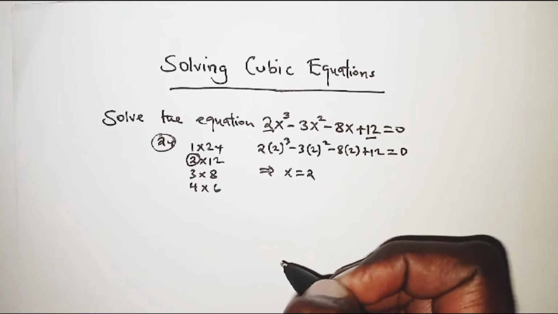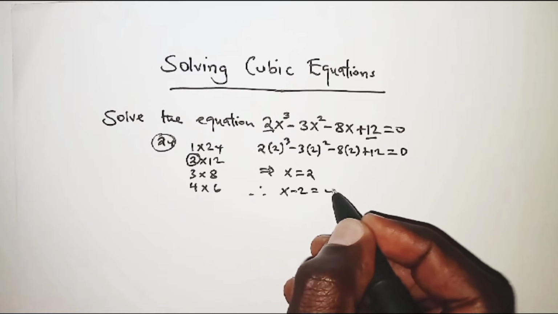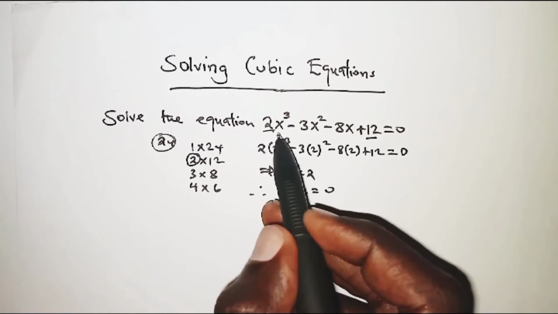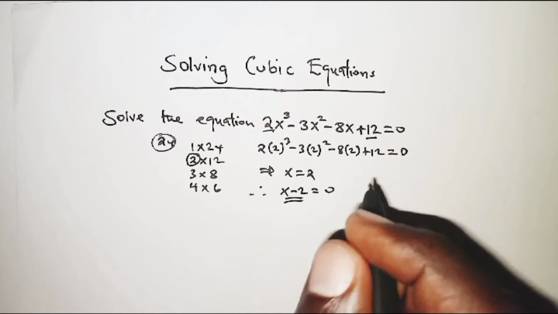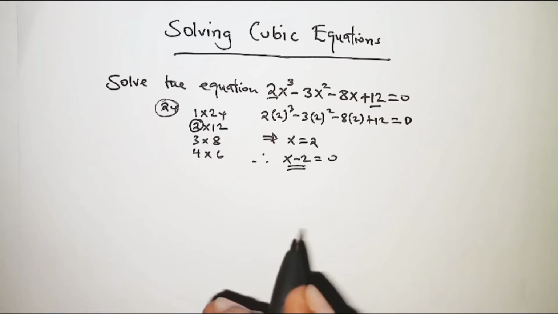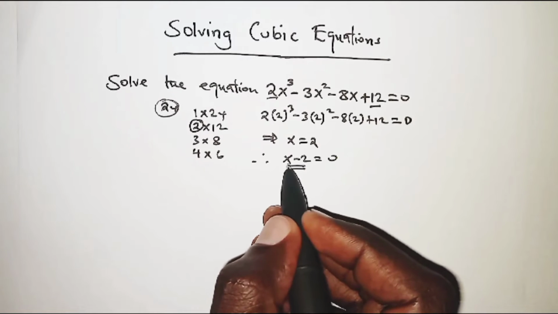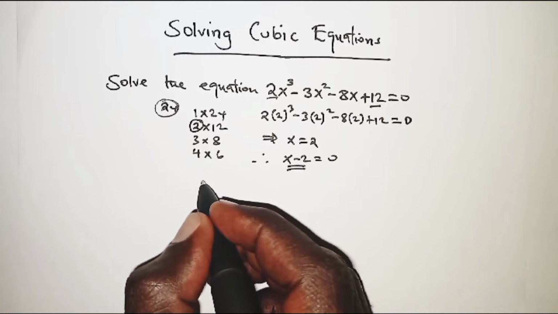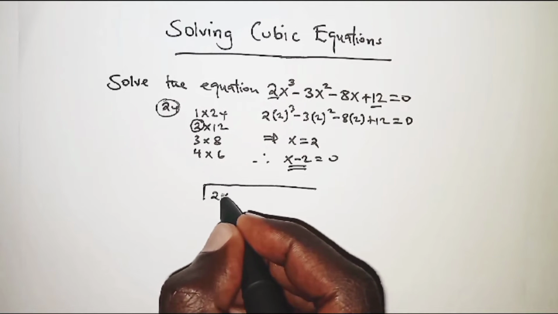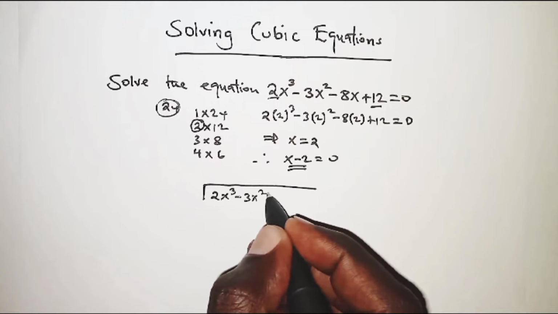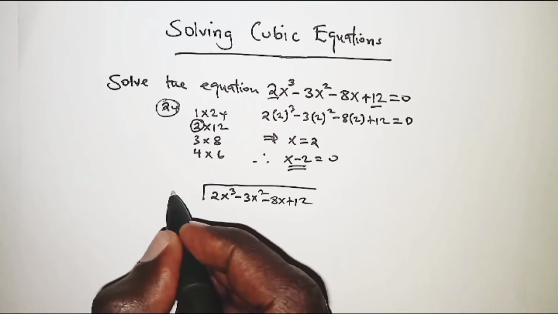So x is equal to 2, and therefore x minus 2 is 0. So x minus 2 is one of the factors of the expression on the left hand side. So we are going to determine the other factors by simply dividing the left hand side by the factor x minus 2. So performing long division on the left hand side, we have 2x cubed minus 3x squared minus 8x plus 12 divided by x minus 2.